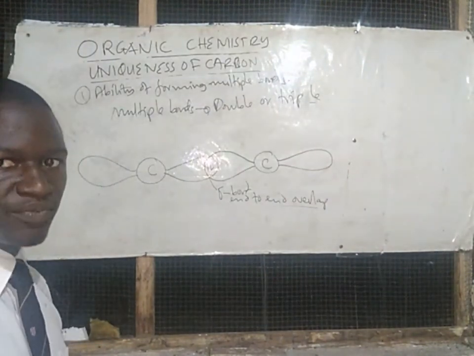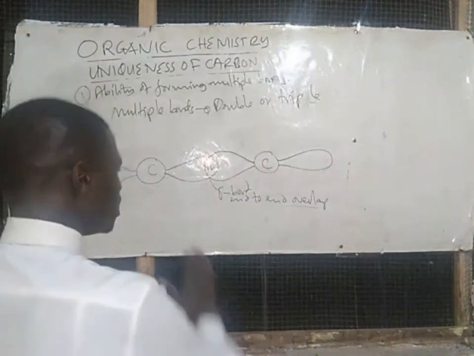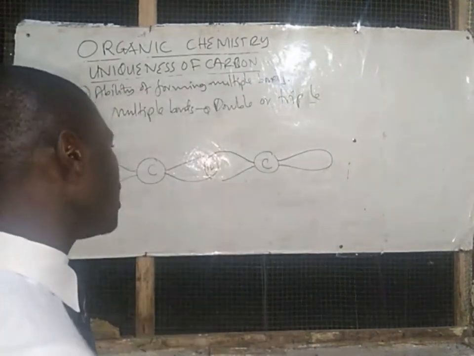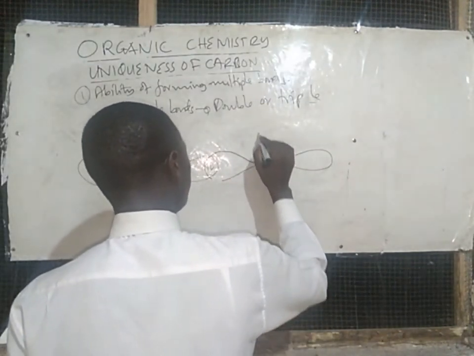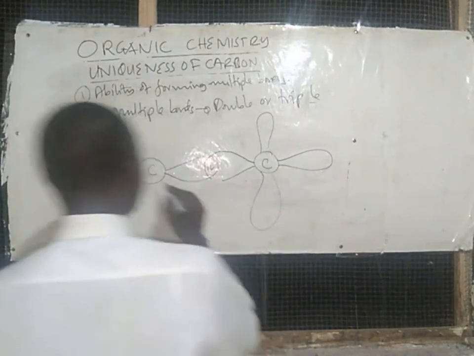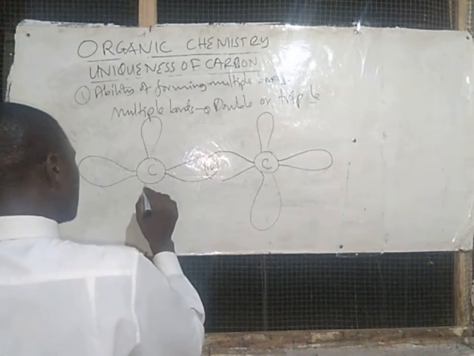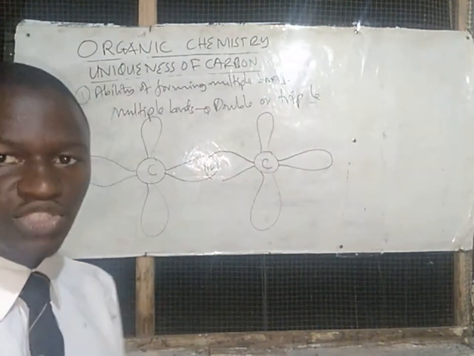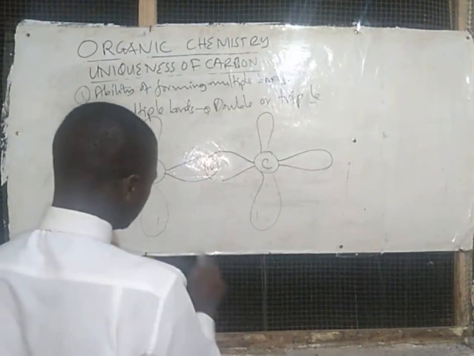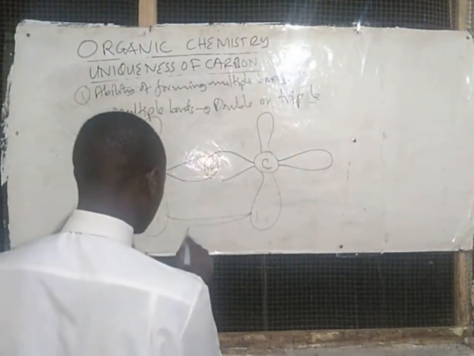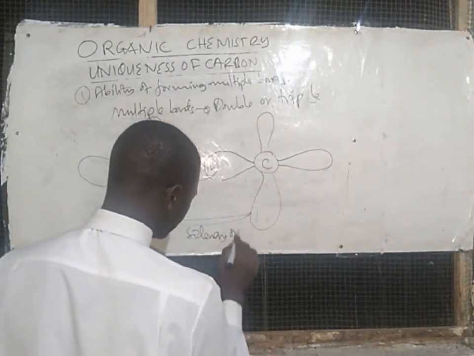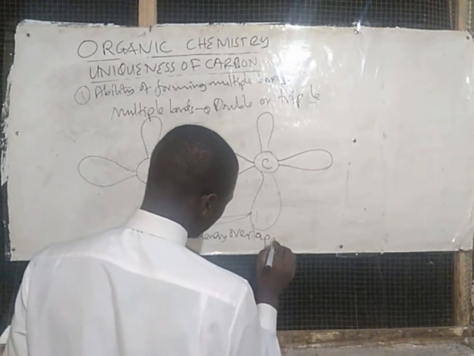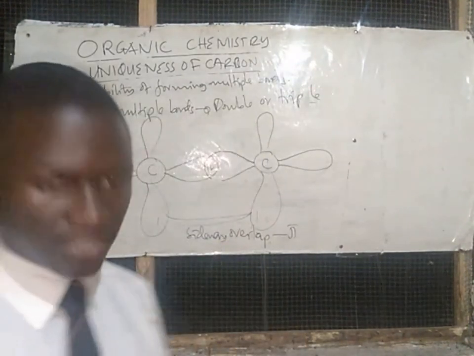Now, let's see what happens to form a multiple bond. The carbon atom contains another p orbital and another p orbital. Also, it contains another p orbital here and another one. Not only one, as in a presentation, but there are many. So, in order to form a pi bond, they must undergo sideway overlap. Sideway overlap forms the pi bond.